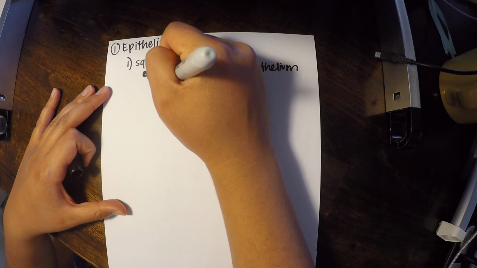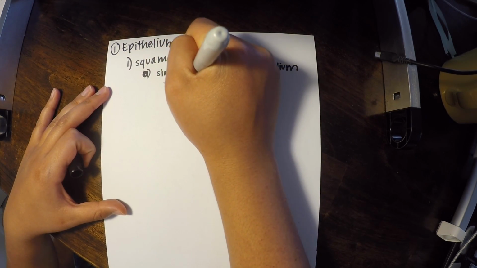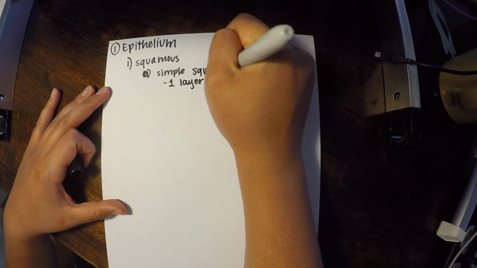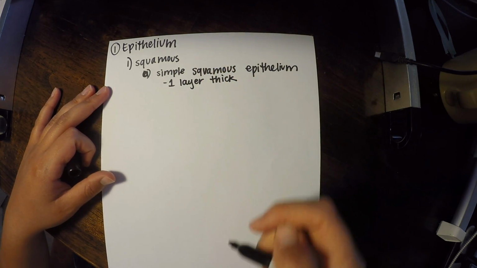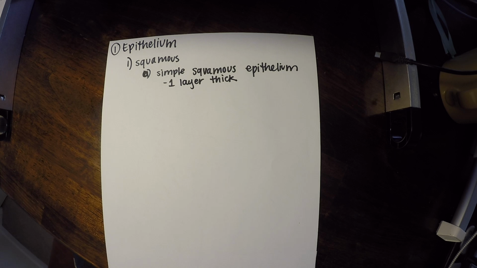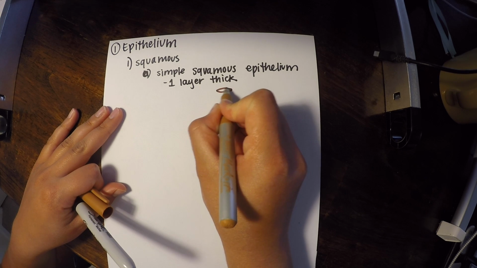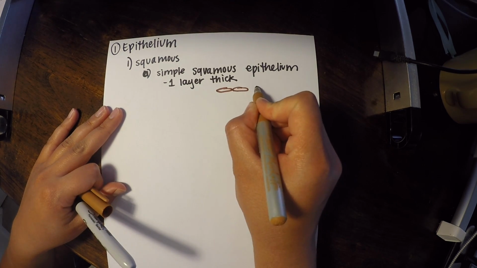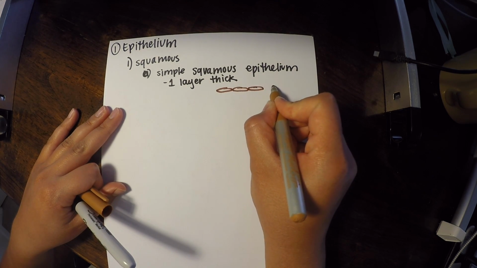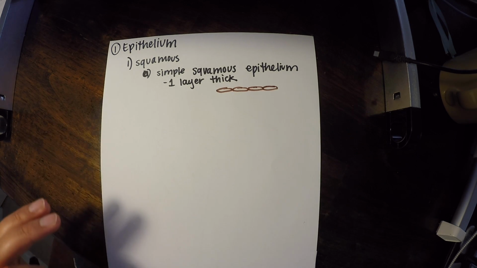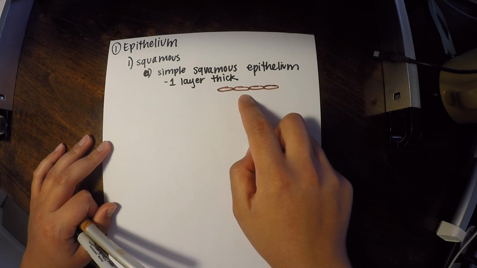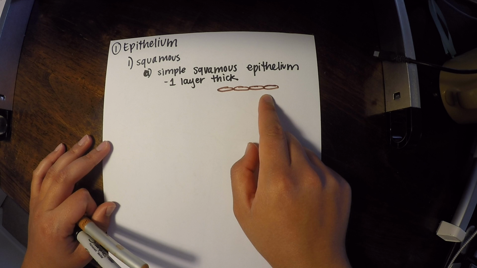So I'm just going to add in that this is 1 layer thick, and that's what sets it apart, in addition to its shape. I'm just going to draw it out right here. It just looks like one very thin layer of tissue.